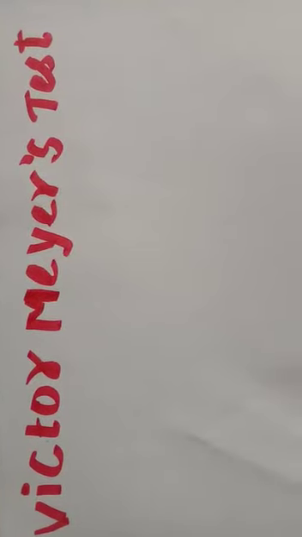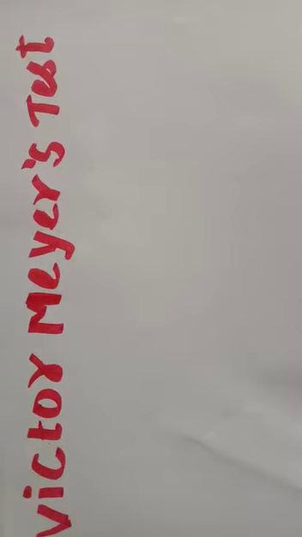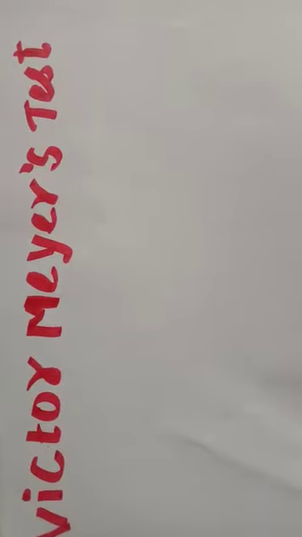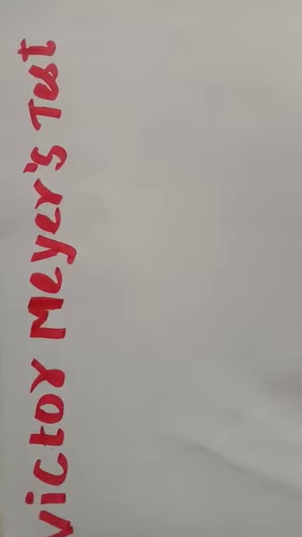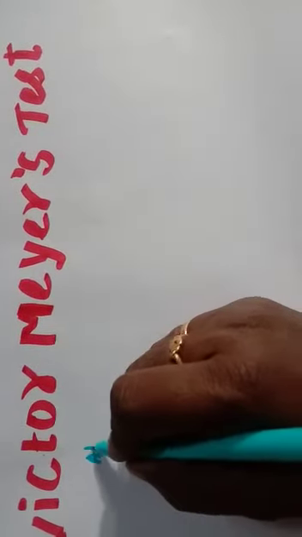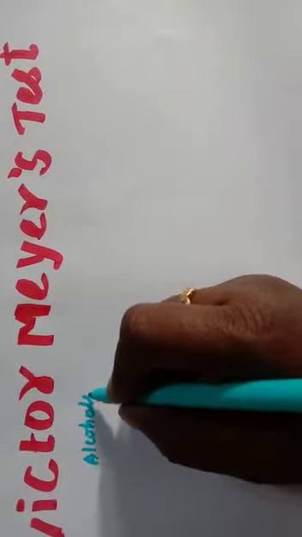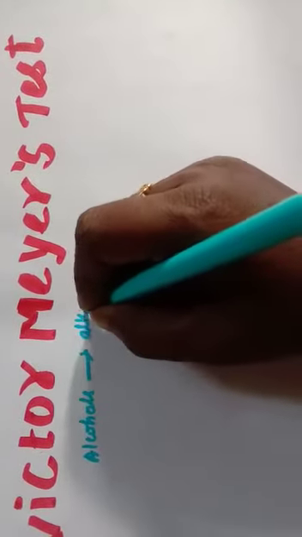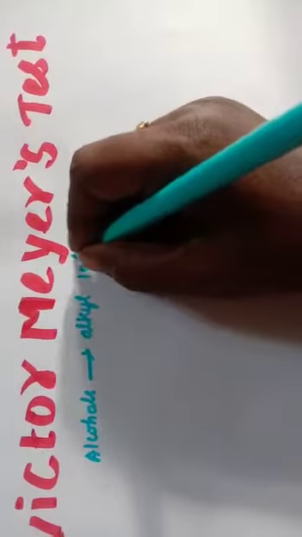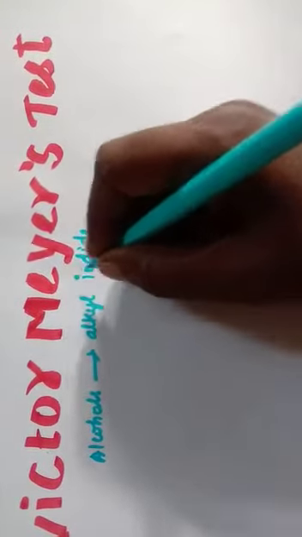Another method to differentiate the primary, secondary and tertiary alcohol is the Victor Meyer test. This test is based on the behavior of different nitroalkanes formed by the three types of alcohol with nitrous acid. This test consists of three steps. The first one is that alcohols are converted into alkyl iodide.